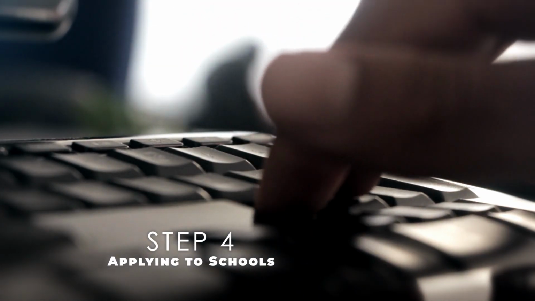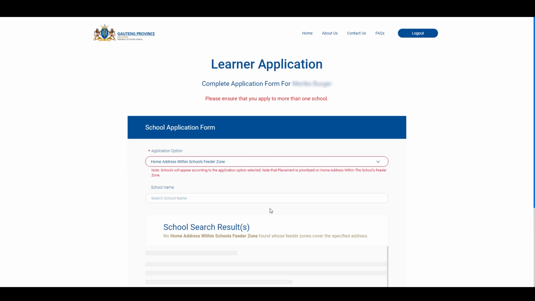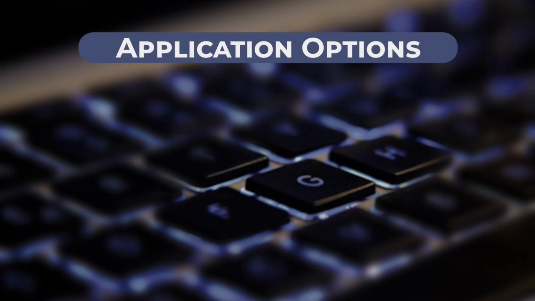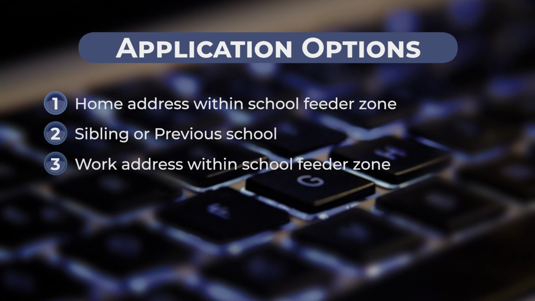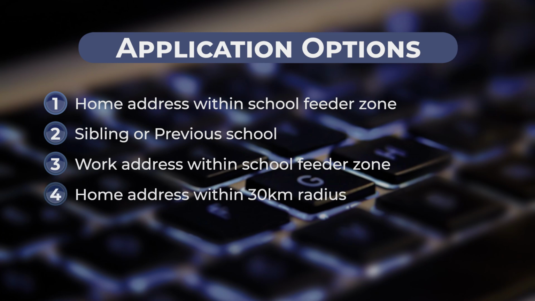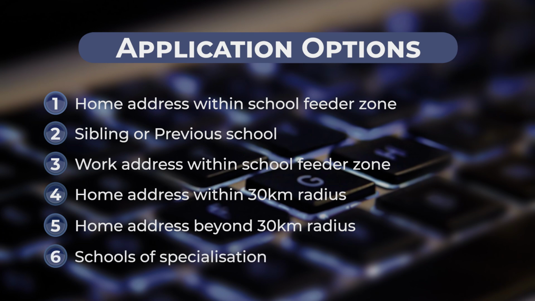In this step, you need to apply to schools by completing the school application form online. When applying to a school, it is important to remember that the following criteria are taken into account and are shown here in order of priority. Number 1, home address within school feeder zone. Number 2, sibling or previous school. Number 3, work address within the school feeder zone. Number 4, home address within a 30-kilometer radius. Number 5, home address beyond a 30-kilometer radius. Number 6, schools of specialization.